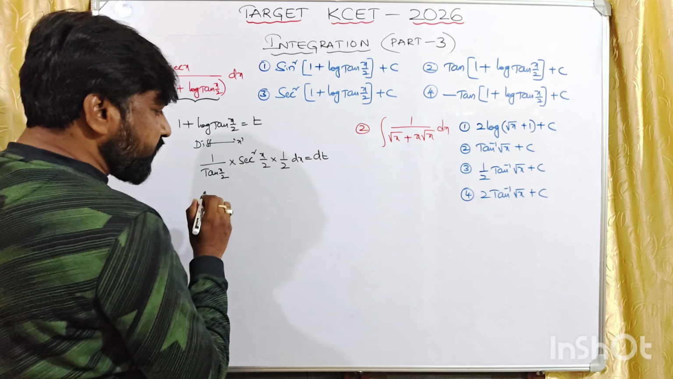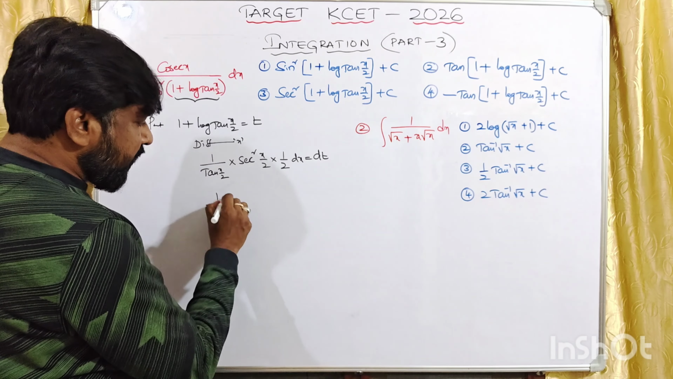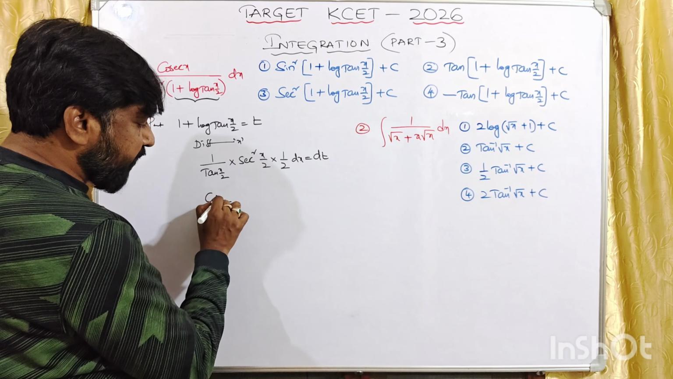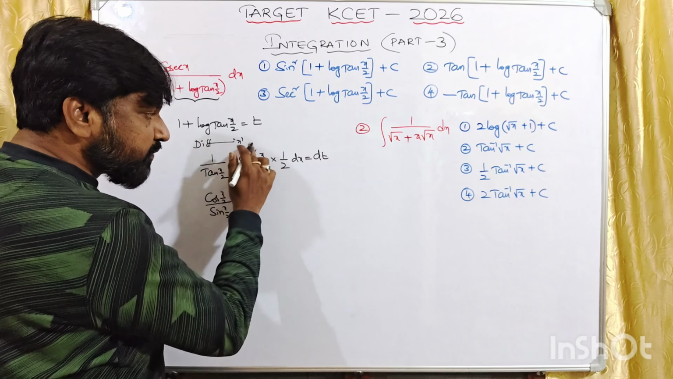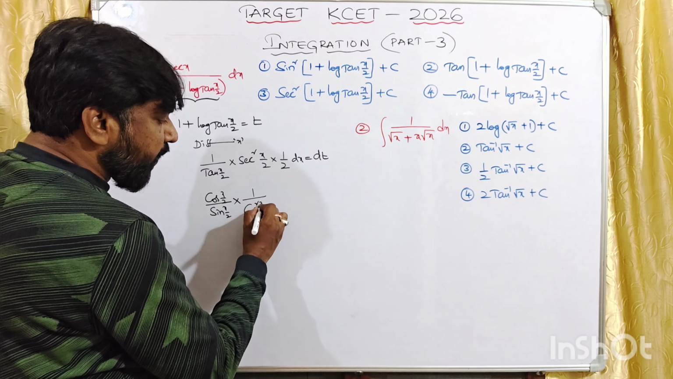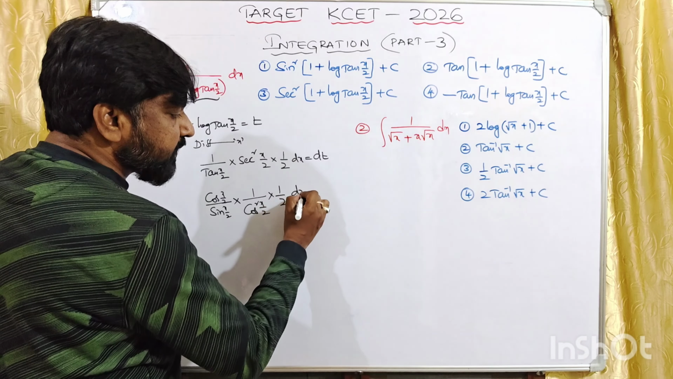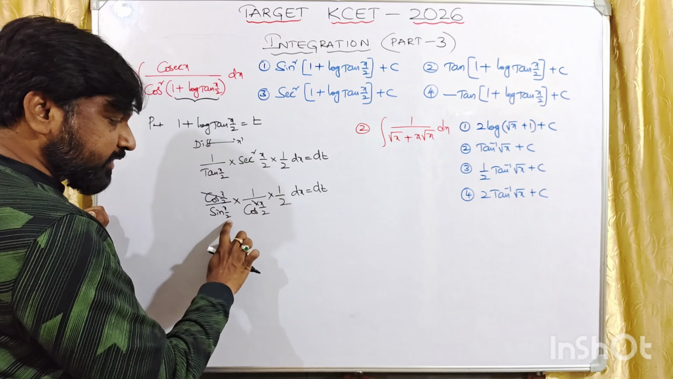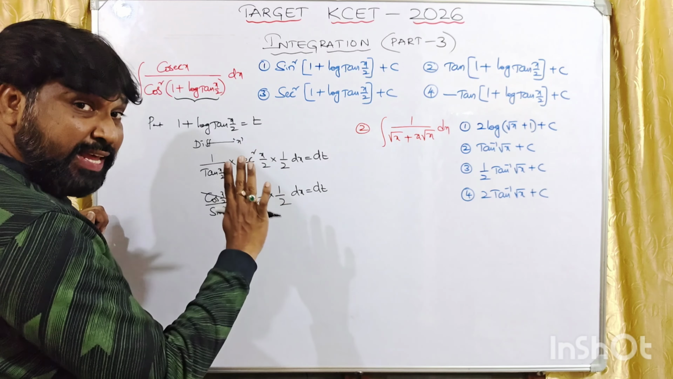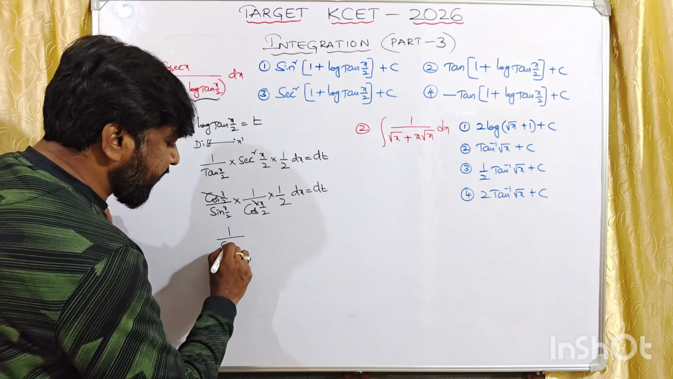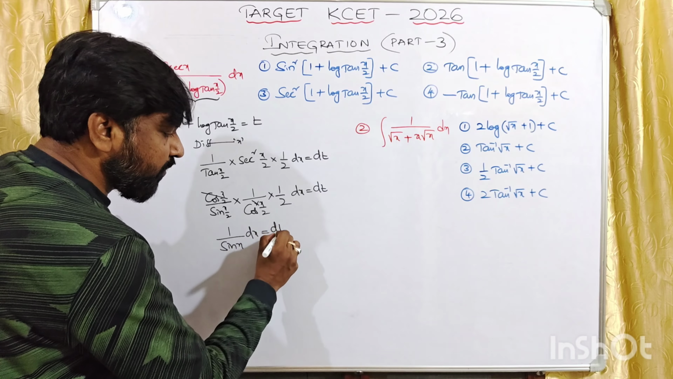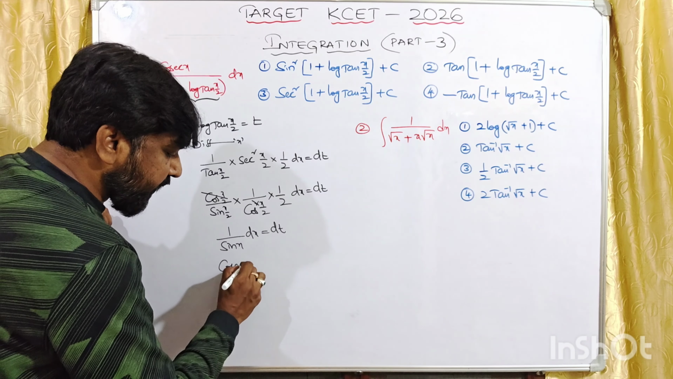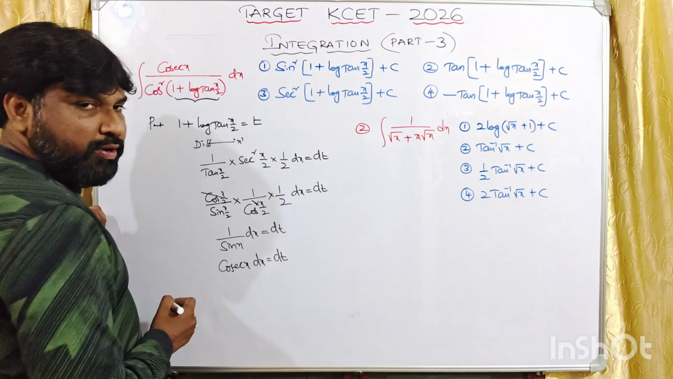Very simple differentiation. Then this can be written as: tan x by 2 is sin x by 2 by cos x by 2, so I write cos x by 2 in the numerator, into secant square x by 2 written as 1 by cos square x by 2, into 1 by 2 into dx equals dt. Cos x by 2 gets cancelled. 2 sin x by 2 cos x by 2 is nothing but sin x. So 1 by sin x dx equals dt, and 1 by sin x can be written as cosecant x dx equals dt.